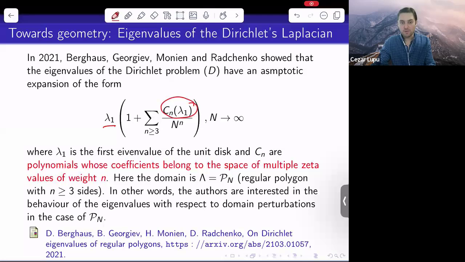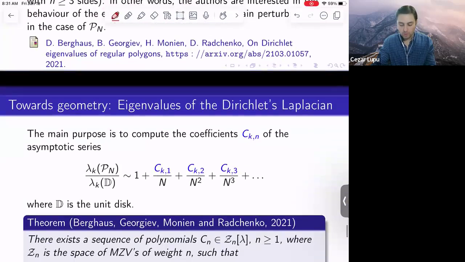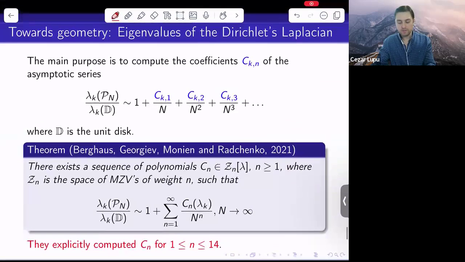So in the case of the regular polygon, this is what they proved, to be more specific. Moreover, they computed explicitly these coefficients Cn all the way up to 14, from 1 to 14. It's pretty extraordinary that they could do that.